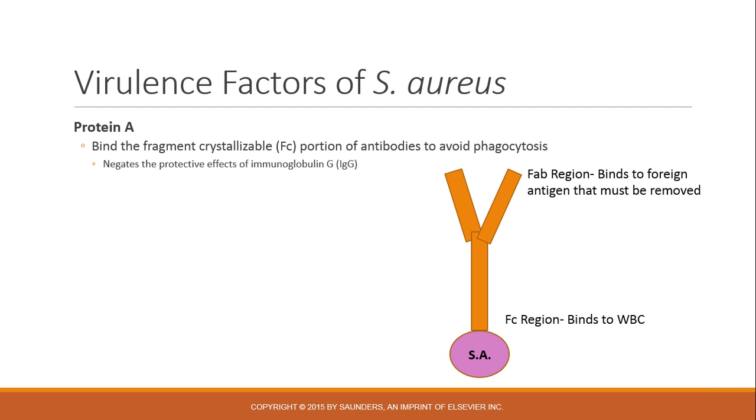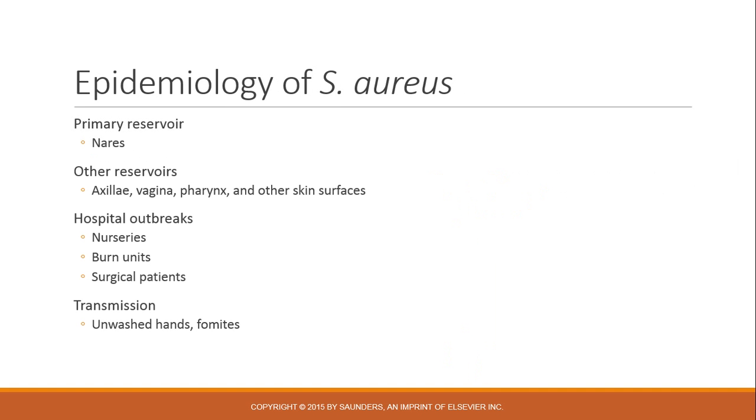Well, the protein A antigen on the Staph aureus organism binds that FC region. And so it can't bind to the white cell, so it can't be phagocytized. So it avoids it in that respect.